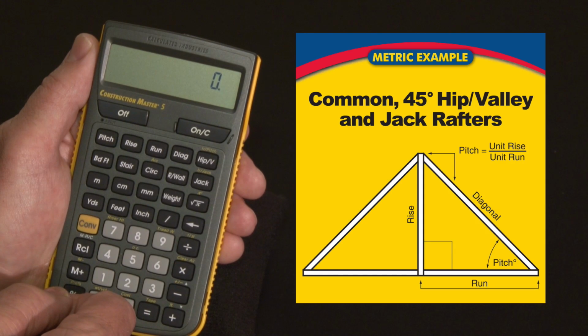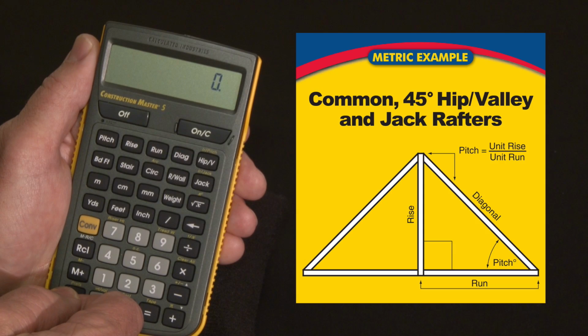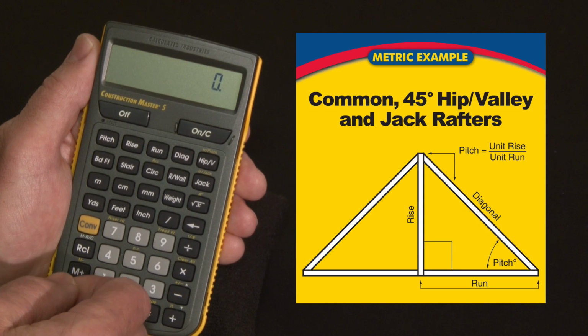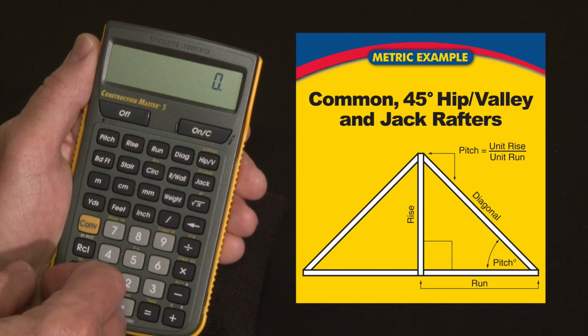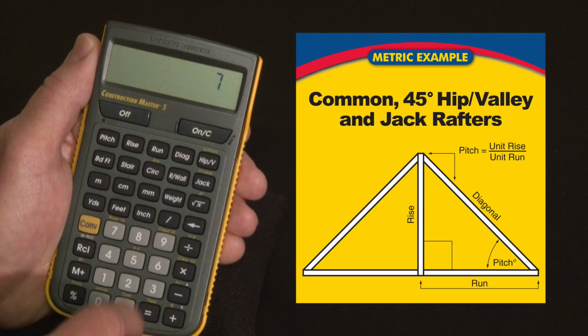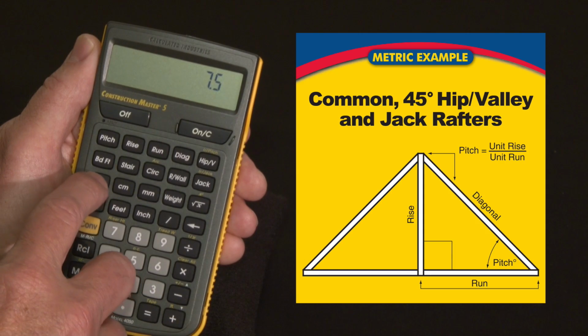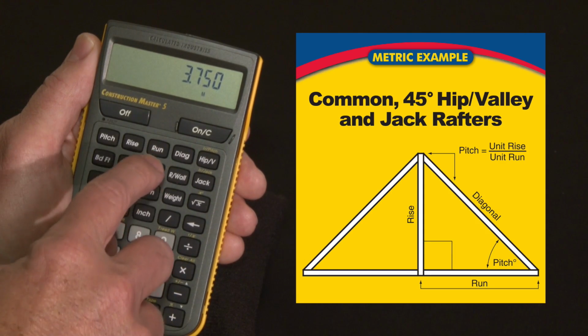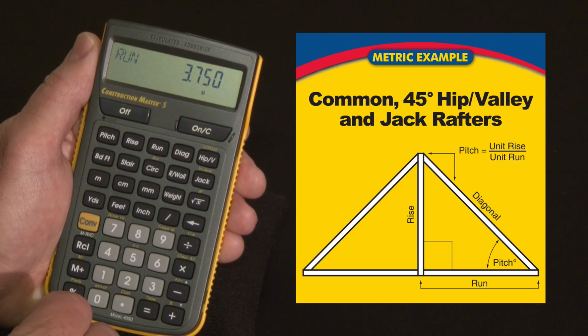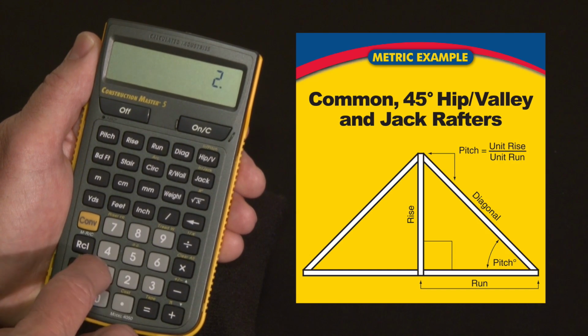So say we want to calculate the length of a common rafter and a regular 45-degree hip and valley rafter and some jack rafters. One thing to explain here is the pitch key: we use rise over half the span of the building. So if you've got a building that's maybe 7.5 meters across, we just divide that by 2, 3.75, and enter that as our run. And say the plans say it's maybe a 2.1 meter rise.